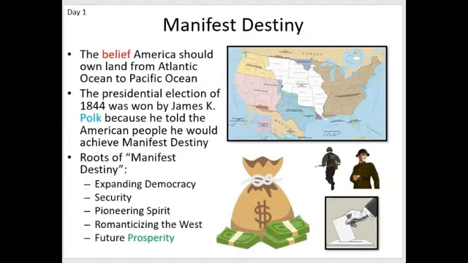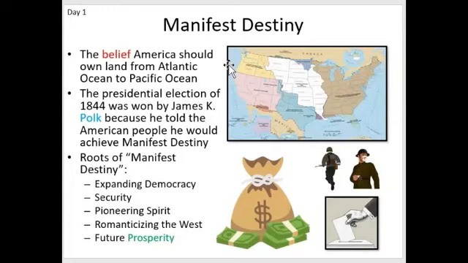So what is manifest destiny? It's the belief that America should own land from the Atlantic Ocean to the Pacific Ocean. So if the Atlantic is over here, the East Coast, we should expand as a nation all the way to the Pacific. This is a common idea at this time, but it is not complete. Just because it's a common belief doesn't mean everybody agrees with it.